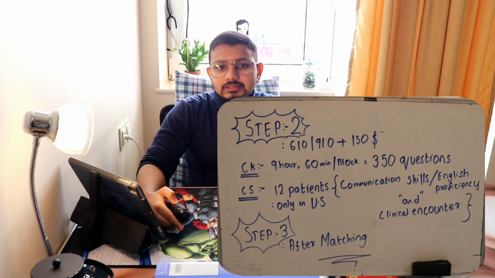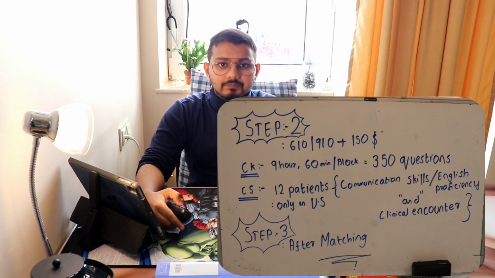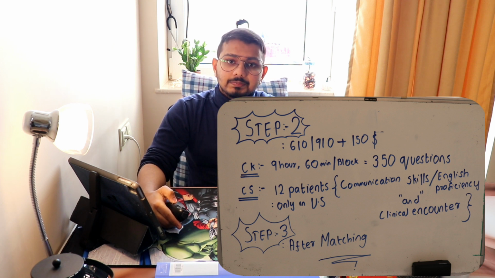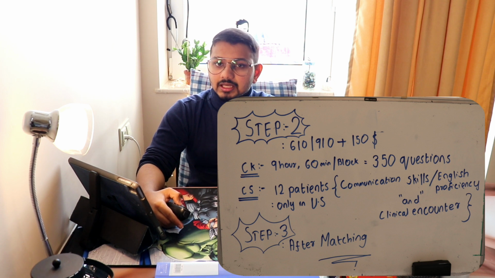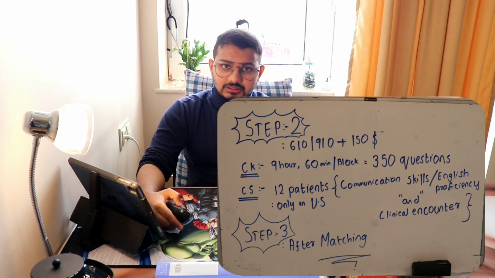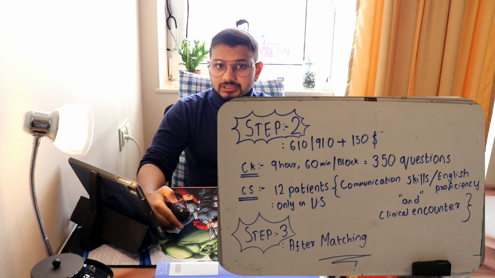Now we will talk about Step 2. Step 2 structure. Step 2 is divided into 2: Step 2 CK and Step 2 CS. CK is clinical knowledge. It will be an MCQ examination. CS is clinical skills, like examining patients, etc. The expense is $610 US for students from US and Canada, and $910 plus $150 for IMGs, in which $70 is for extension and $600 is for rescheduling.